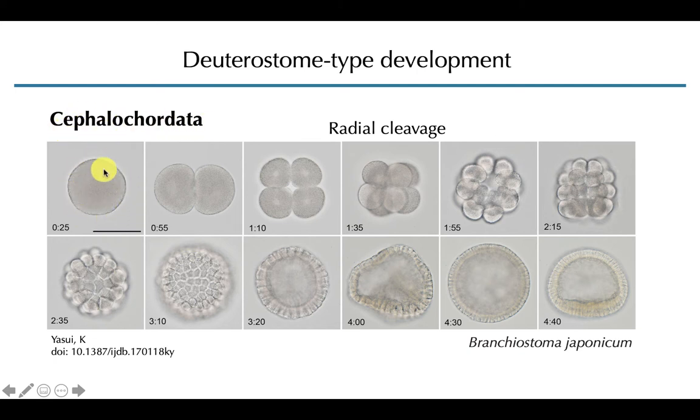So here's the fertilized egg, and then you can see it's dividing. And here's that stage that's different in deuterostomes and protostomes. This is radial cleavage. You can see how these four cells are stacked right on top of the other four cells. And that's something that's classic of deuterostomia.